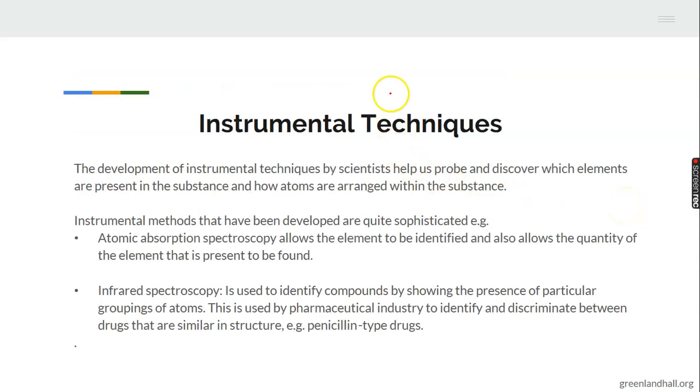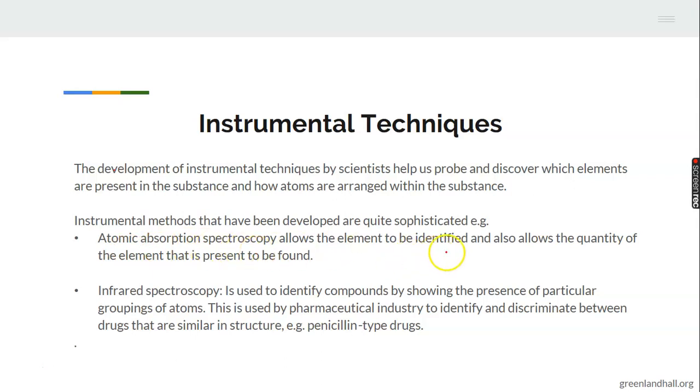So we move to instrumental techniques. Instrumental techniques are ways by which we normally find out the composition of compounds or elements. Okay, the development of instrumental techniques by scientists helps us probe and discover which elements are present in a substance and how atoms are arranged within the substance. So the instrumental methods that have been developed are quite sophisticated. For example, we have atomic absorption spectroscopy. This allows the element to be identified. Okay, as a scientist, you can identify the constituents of an element using atomic absorption spectroscopy.